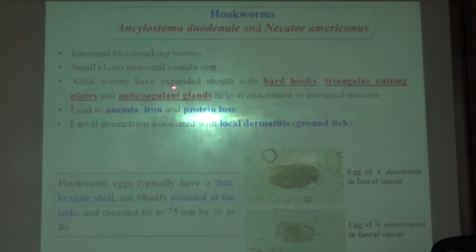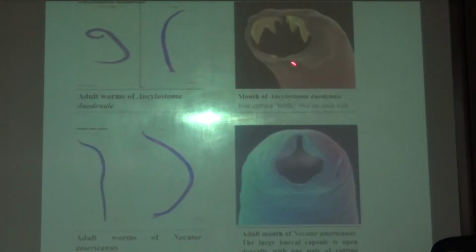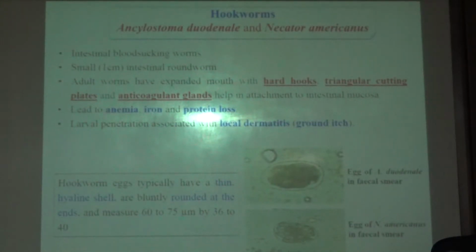So adult worms have an expanded mouth with hard hooks and triangular cutting plates, and anticoagulant glands help in attachment to the intestinal mucosa. If you see, this is the mouth of Ankylostoma duodenale. 4 teeth can be visualized, 4 cutting teeth on each side, and this is Necator americanus. These are the cutting plates. So this is the bigger picture of the mouth. What happens when they are inside the intestine, they keep on sucking the blood and there is blood loss obviously, and this leads to anemia.